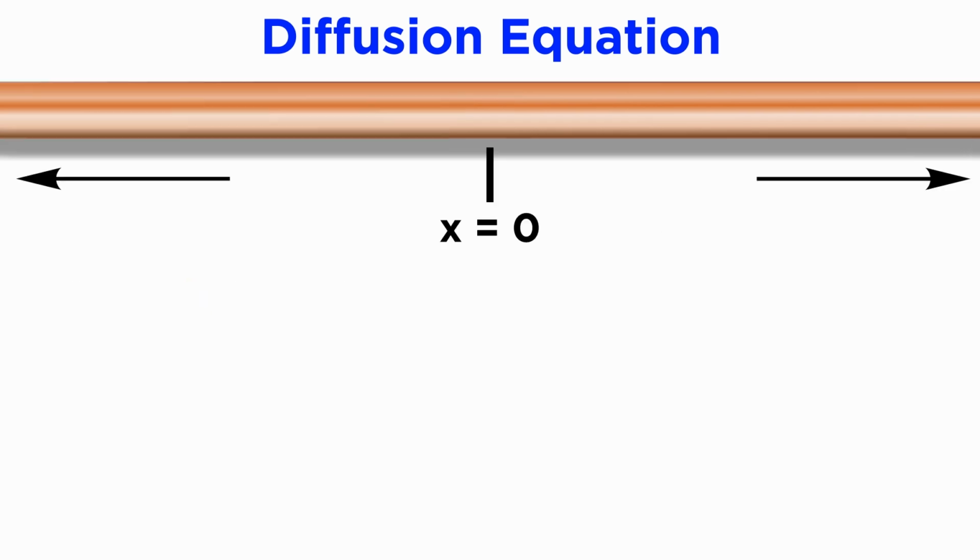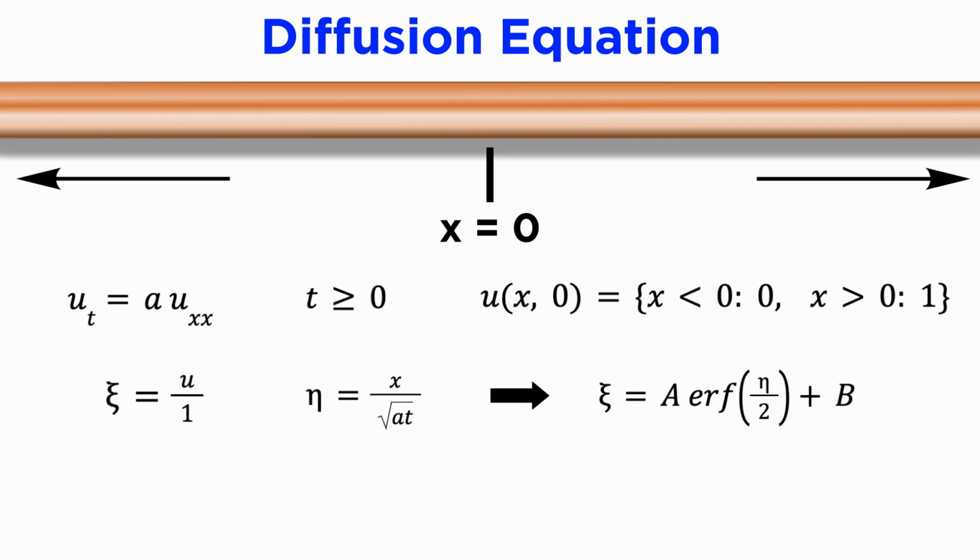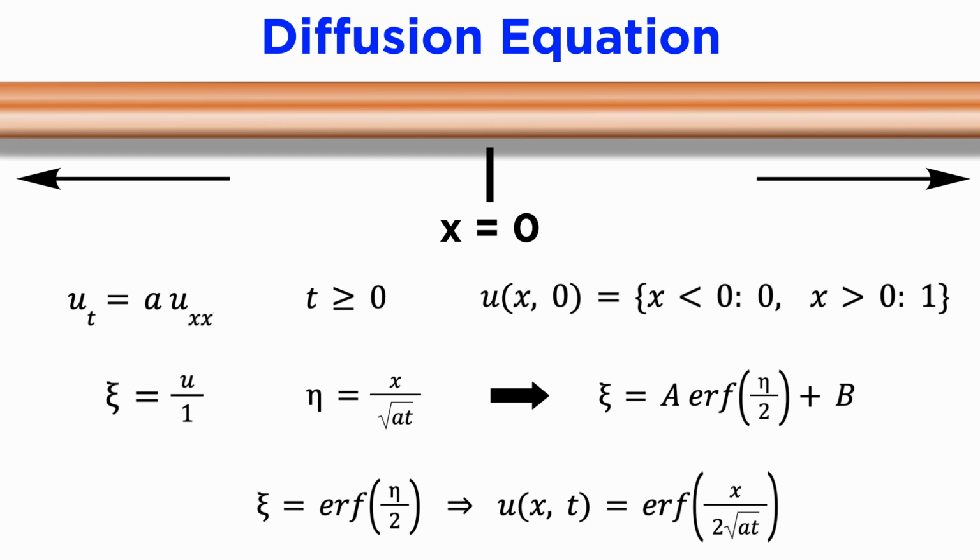Suppose we have a metal rod that is now infinitely long in both directions, so that it extends across the entire x-axis for positive and negative values of x. If we have an initial condition u of x,0 equals a step function, which means that the temperature is 0 when x is negative and then suddenly jumps up to 1 when x is positive, then we can use dimensional analysis to transform the heat equation into a normalized temperature, which in this case is just u without its units, and a normalized length scale, which is the dimensionless group x over square root of at, and then express our solution in terms of the error function to generate these solutions.